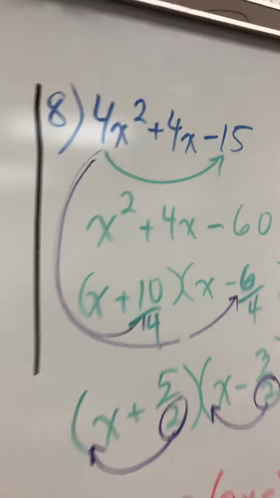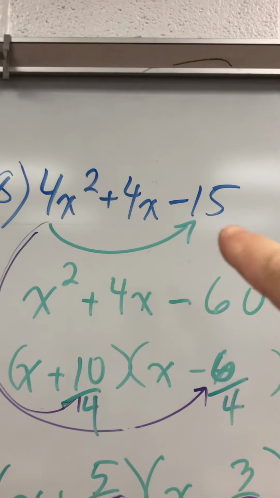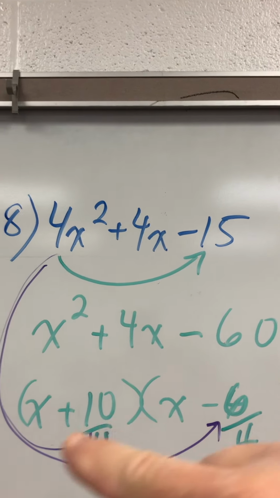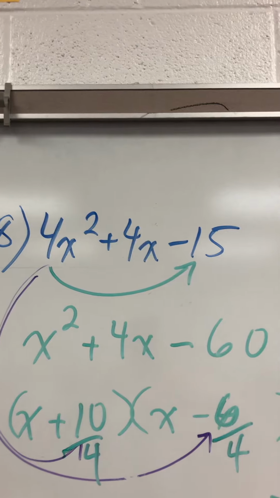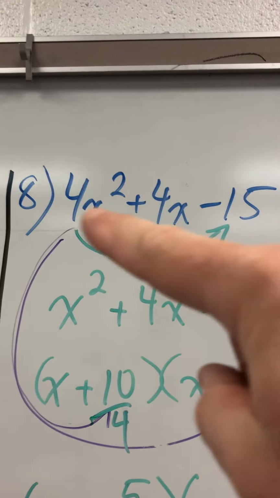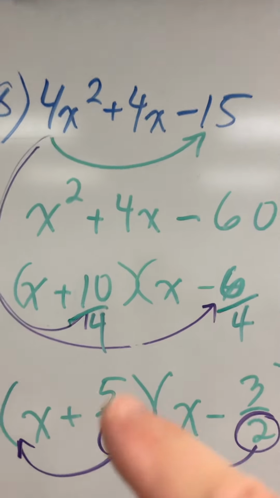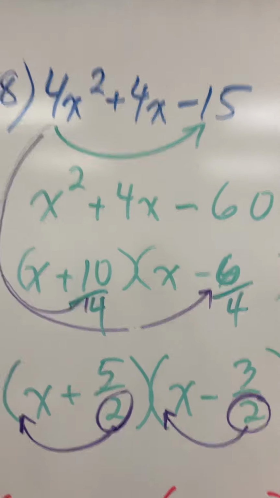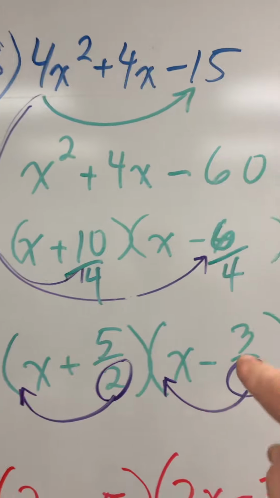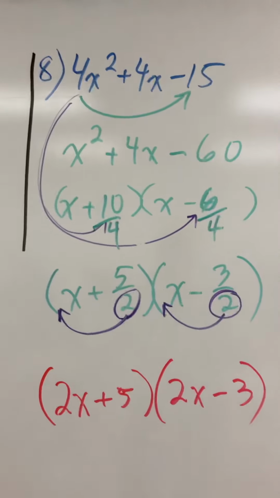Over here, I'm going to slip 4 times negative 15, which is negative 60. I'm going to factor x plus 10, x minus 6. I'm going to put this 4 under the 10 and under the 6 and reduce. 5 over 2, 3 over 2. I'm going to slide the 2 here. I'm going to slide the 2 here. And I get 2x plus 5, 2x minus 3.